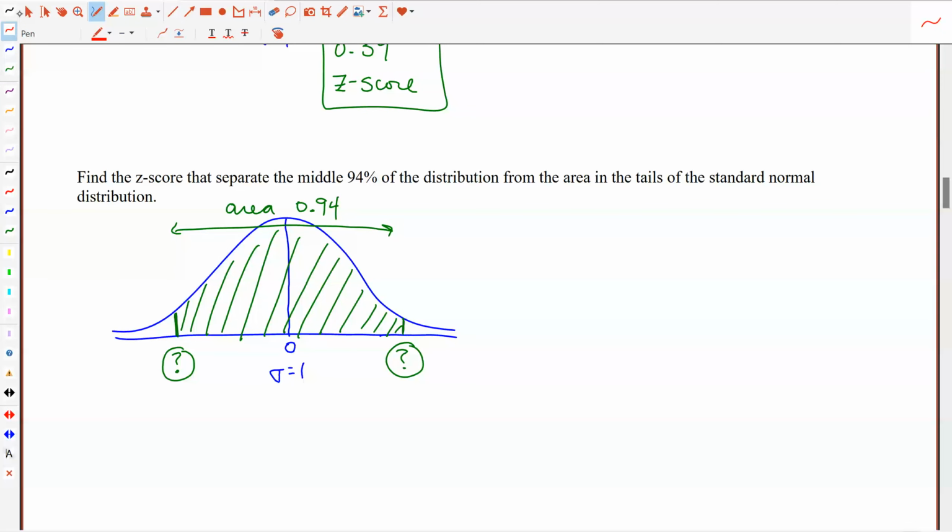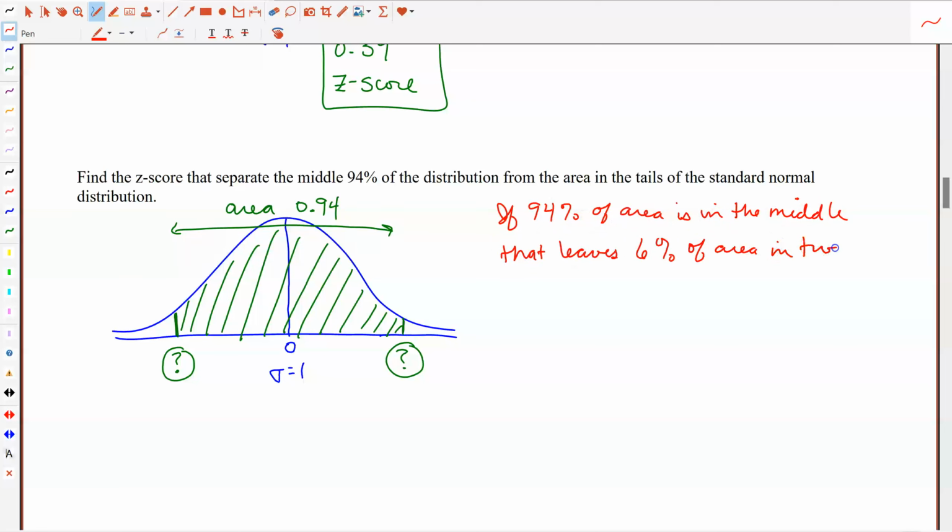Alright, so now one of the first things to notice is, if 94% of the area is in the middle, then how much area do I have left remaining to be in the tails? Well, 6%, right? Because I need the total area to be 100%. So if 94% of the area is in the middle, that leaves 6% of the area in those two tail regions, out here and out here to the left and the right.